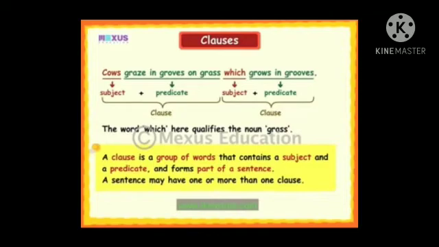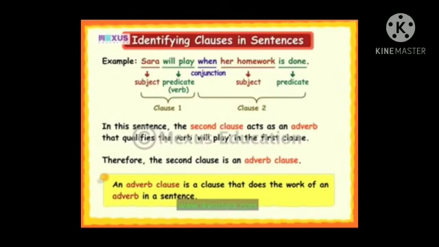So a clause is a group of words that contains a subject and a predicate and forms part of a sentence. A sentence may have one or more than one clause.